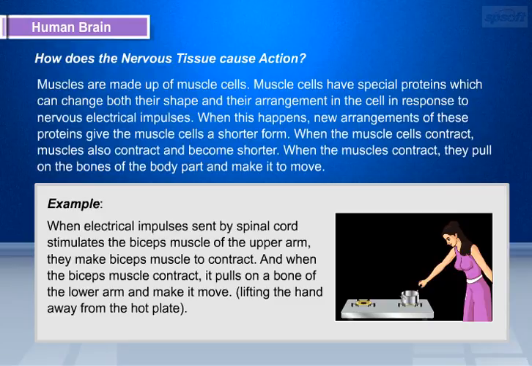Example: when electrical impulses sent by the spinal cord stimulate the biceps muscle of the upper arm, they make the biceps muscle contract. And when the biceps muscle contracts, it pulls on a bone of the lower arm and makes it move, lifting the hand away from the hot plate.